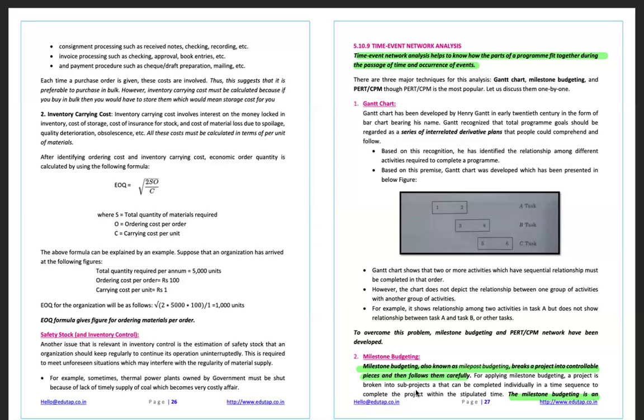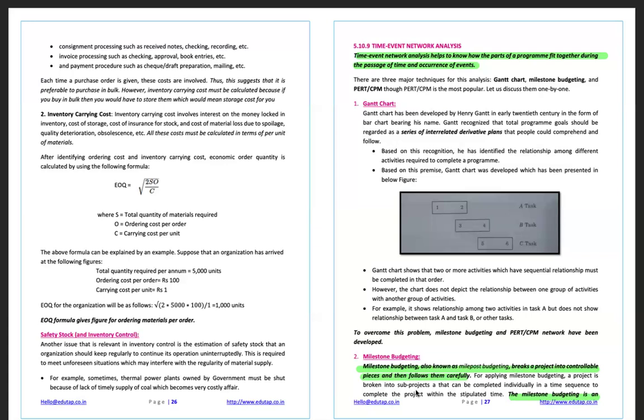For example, sometimes thermal power plants owned by government must be shut because of lack of timely supply of coal, which becomes a very costly affair. Time event network analysis helps to know how the parts of a program fit together during the passage of time and events.